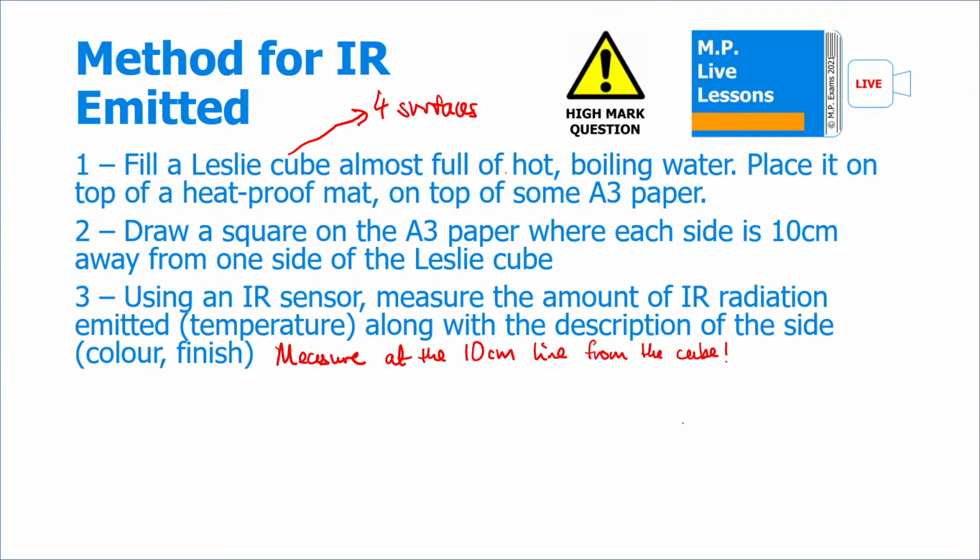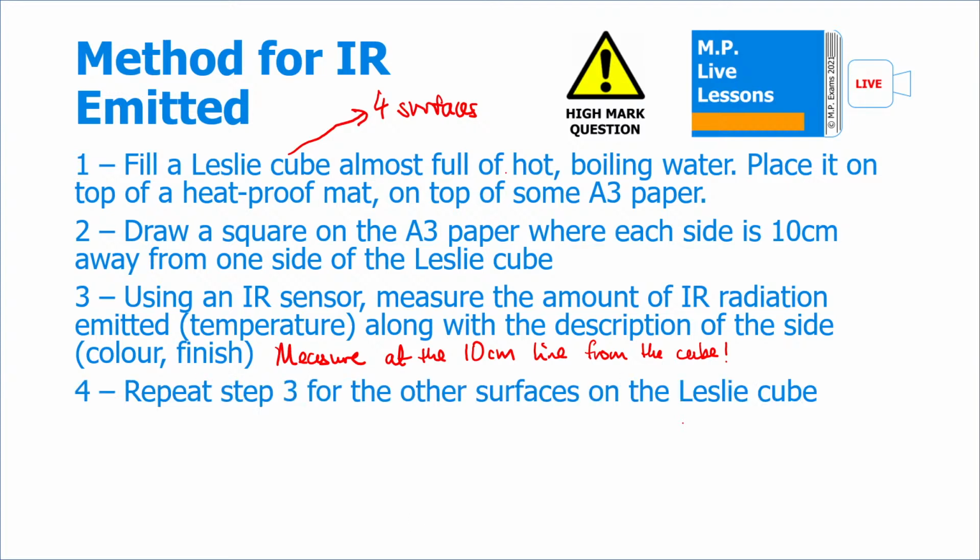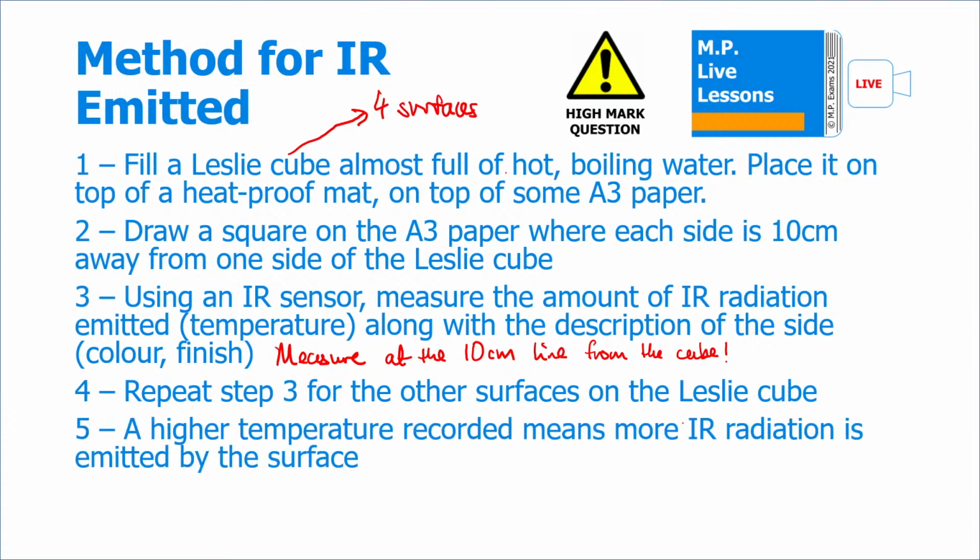Then you repeat step 3, measuring the temperature on different sides, and you do this for all the Leslie cube surfaces. And lastly, you come to the conclusion that a higher temperature recorded means more infrared radiation is emitted by the surface.